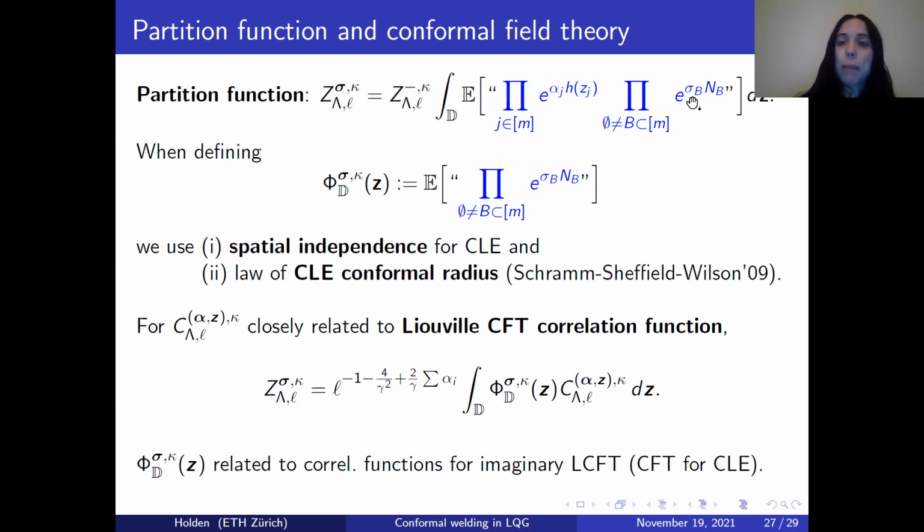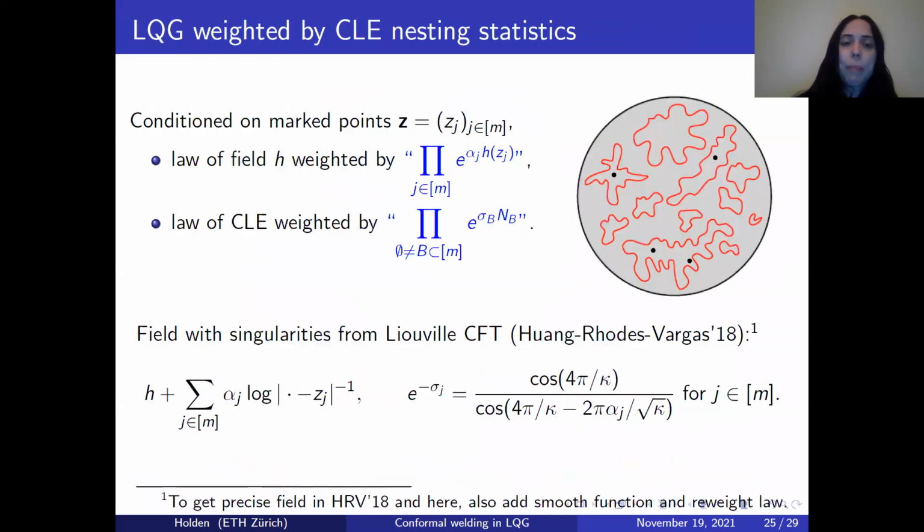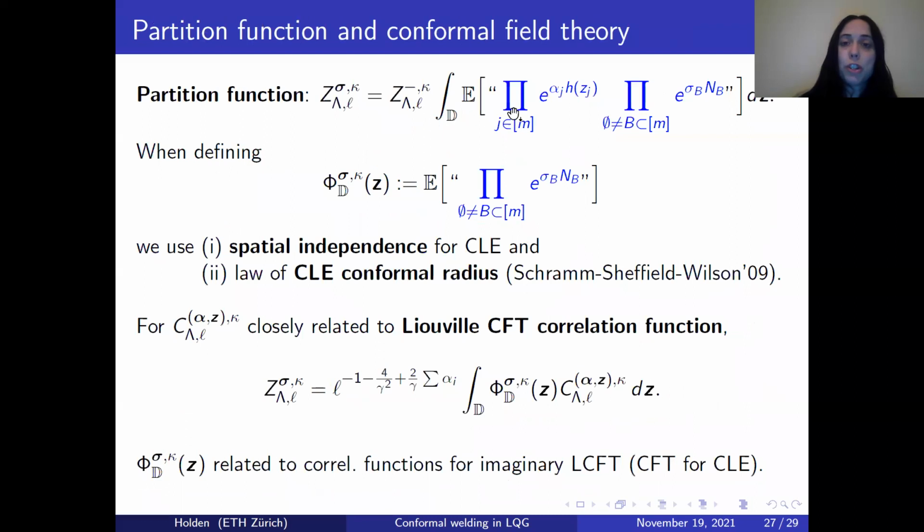And then we multiply by this integral. When we were defining our disk, remember that we took the disk without marked points and reweighted by these terms in blue, if we condition on the location of the marked points. Therefore, in order to get the partition function, it's natural to multiply together these 2 terms, take the expectation, and then integrate over all possible locations of the marked points z.